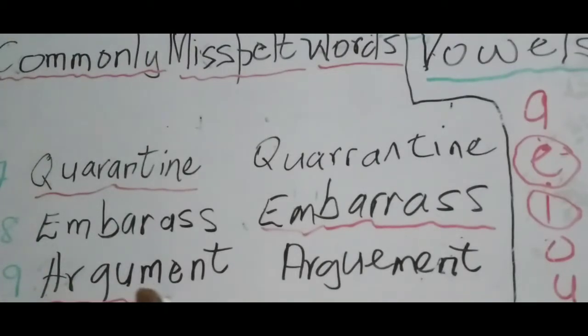So if you add the word argue, it will be A-R-G-U-E. But when you have argument, you are going to leave out the E. So it's A-R-G-U-M-E-N-T, not A-R-G-U-E-M-E-N-T. A-R-G-U-M-E-N-T. All right, and we're going to look at the final set of words now.